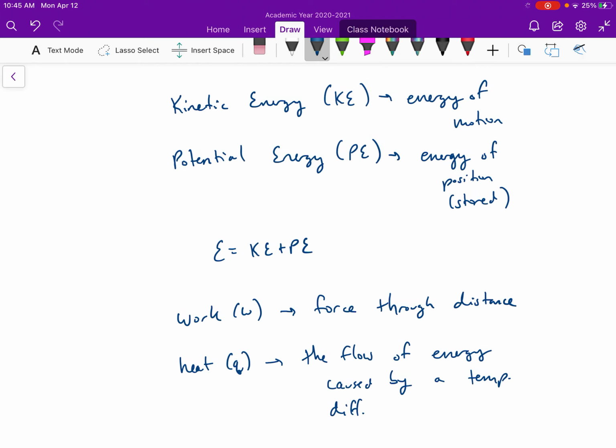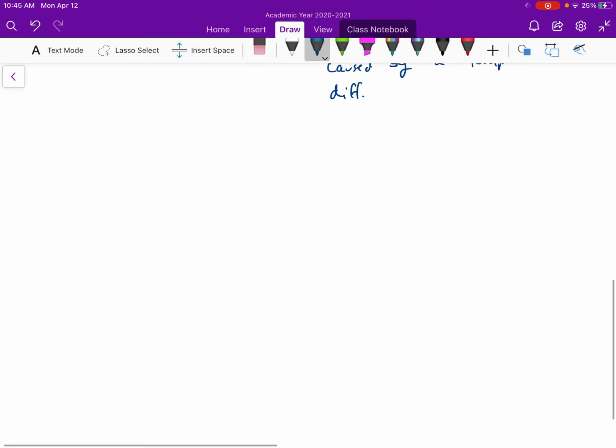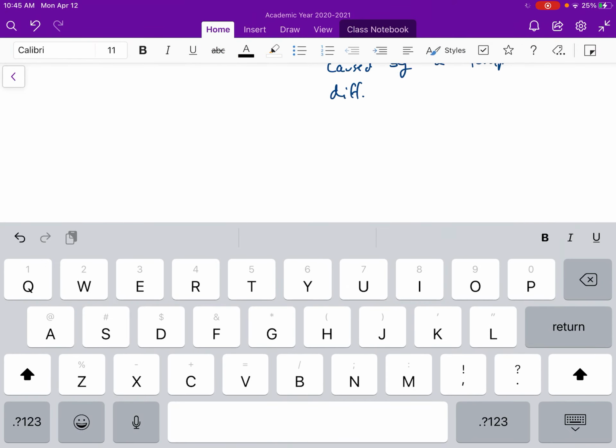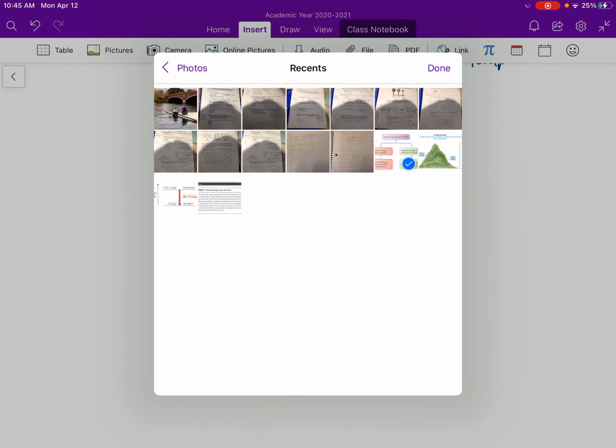Okay, so how does this relate to chemical reactions, right? So what I'm going to do is put in a couple pictures here. So we're going to insert a picture. And we're going to do this one.